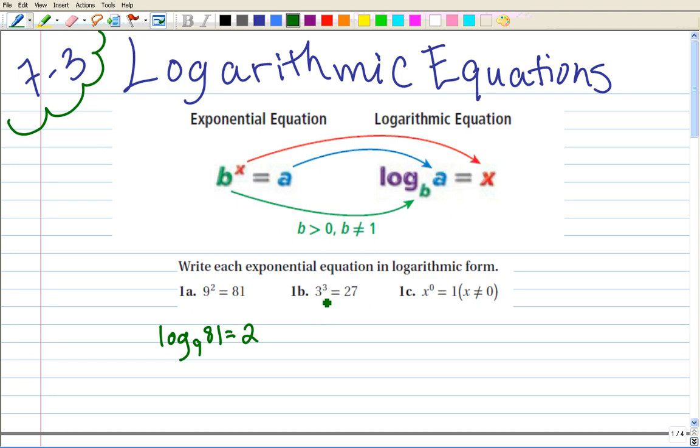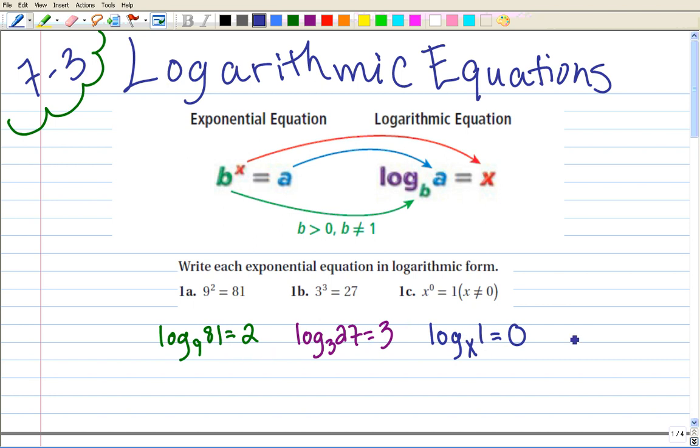On 1b, we'll have 3 cubed equals 27. Let's rewrite that one as a log. So we'll have log base b, so base 3. We got to 27, and 3 to what power gets me to 27? Well, that's 3. And one more. We'll have log base x to the first equals our exponent of 0. So in each of these, our log was equal to our exponent.